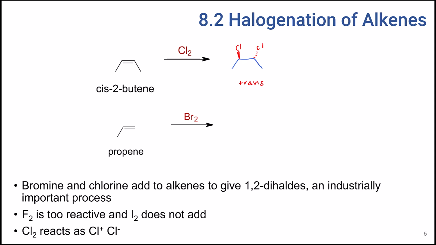Bromine is going to do the same reaction. We're going to add 2 Brs across the double bond, and they will be trans to each other. So bromine and chlorine are going to add to give 1,2-dihalides, which is a very important process industrially. Fluorine does not react. Fluorine is too reactive, so we don't generally use fluorine in these reactions. And iodine does not happen because it's too slow. So chlorine reacts as a Cl plus and a Cl minus. It kind of polarizes itself to react, and Br does the same thing.